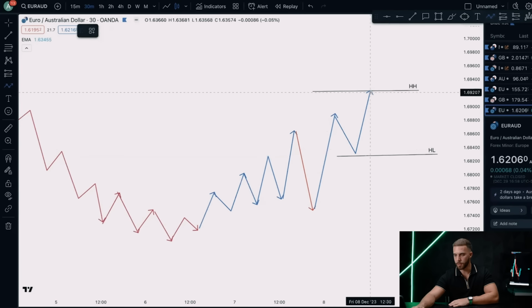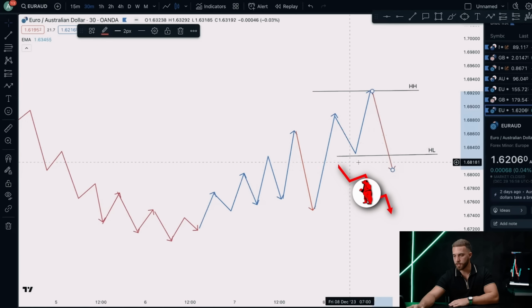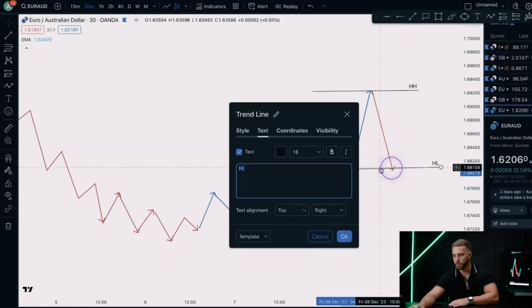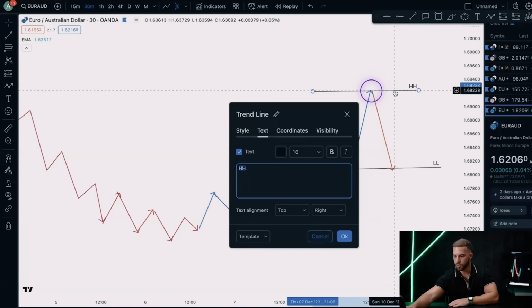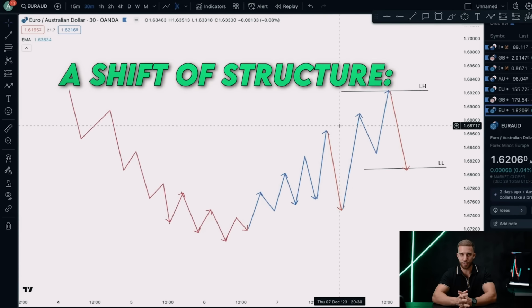So again, the moment this body closes under, this is now bearish. And then this becomes the lower low. And then this over here becomes the lower high. So what you guys have just seen in front of you is a shift of structure.